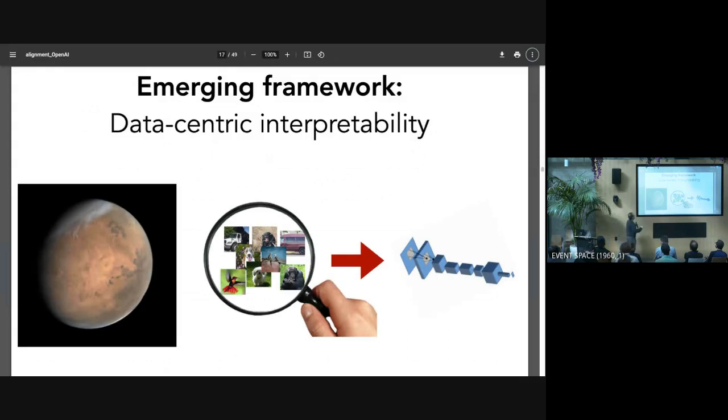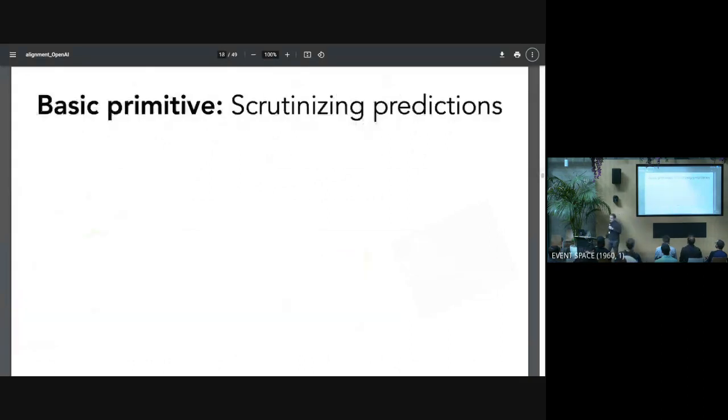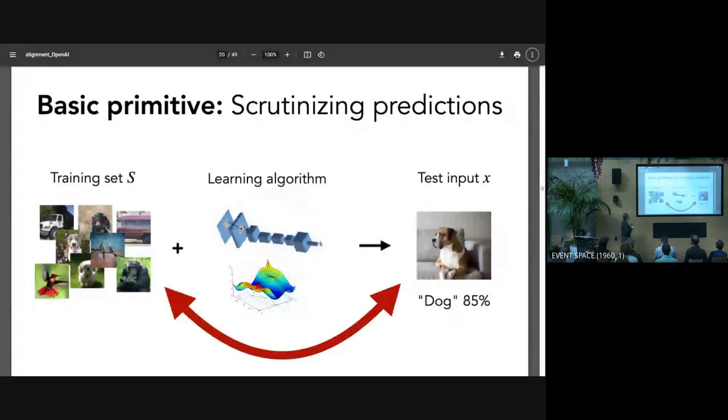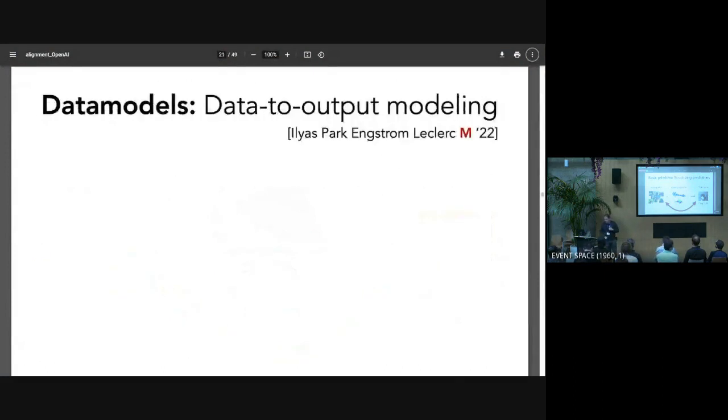So what can you do here? Just to make it a bit less abstract, if the slides start to work, the basic primitive is scrutinizing predictions, again something that Roger just talked about. I have my model. It was trained on some data. It makes some prediction. Whatever its prediction is, I just want to know which training points inform this prediction the most? That was a topic that I worked on quite a bit.